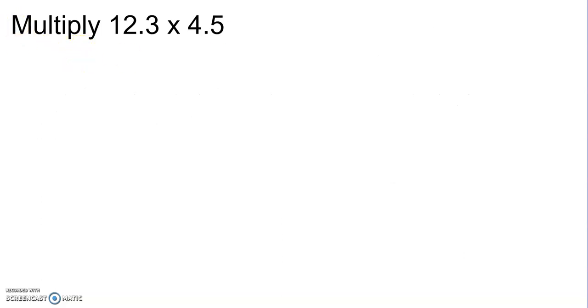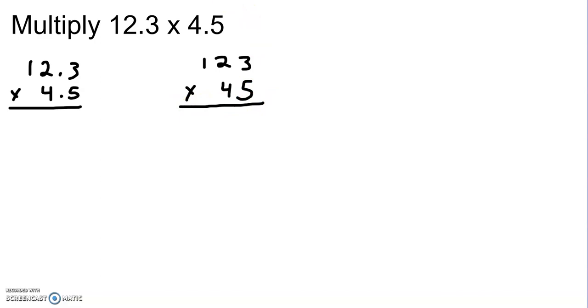Our first problem here is 12.3 times 4.5. In the last video, we did it using the standard algorithm, but here we'll do the partial products. But the beginning part is exactly the same. I'm writing my multiplication vertically instead of horizontally because that's the way I like to multiply. And then I'm going to rewrite this without the decimals. So I'm going to come over here and I'm going to write it without the decimals.